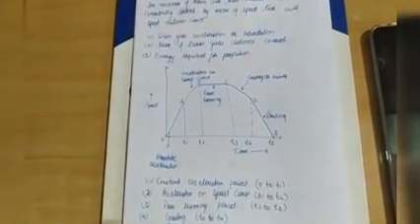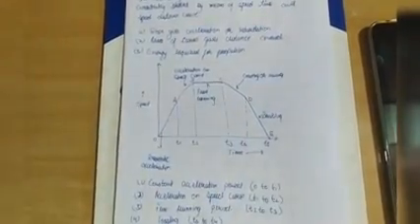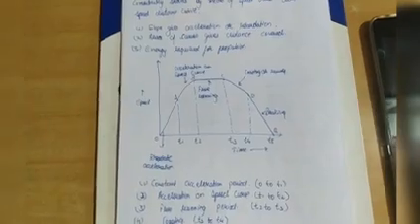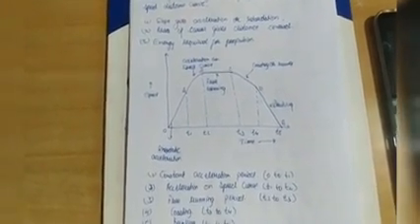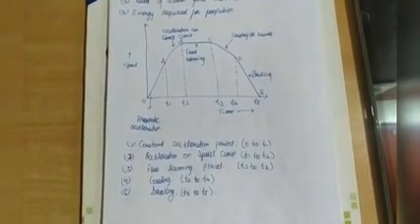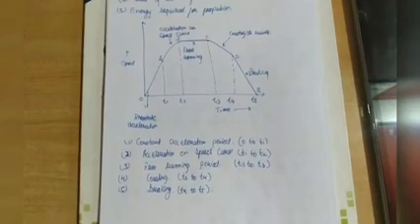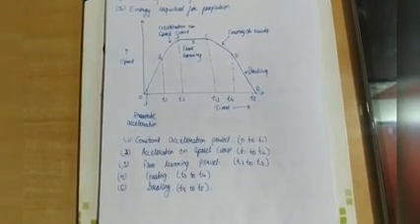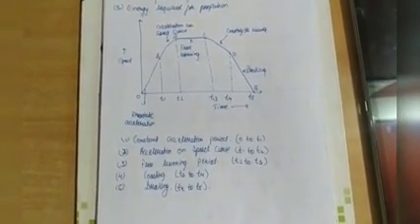So this is the final graph that we will plot in the speed time curve, and there are five time periods. The first one is the constant acceleration period, the second one is acceleration on the speed curve, the third one is free running time, the fourth one is coasting, and the fifth one is braking.